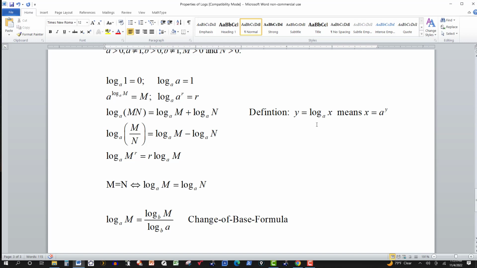Okay, so you have your definition of log. And of course, based on this definition, the logarithm is an exponent. Log of x to base a is equal to y means x is equal to a to the y. So y is an exponent.